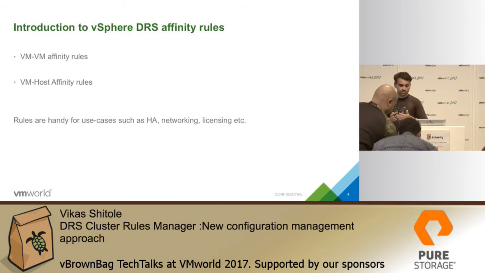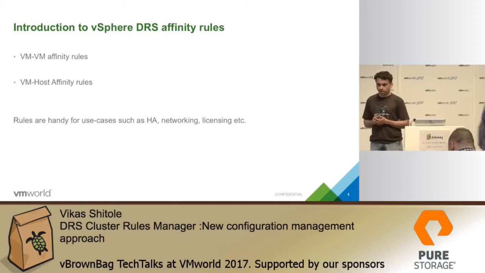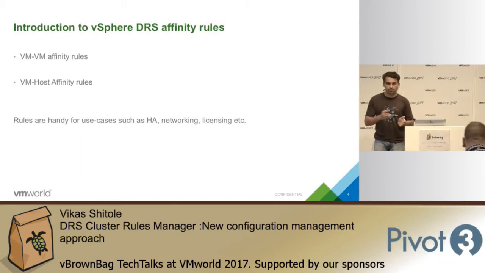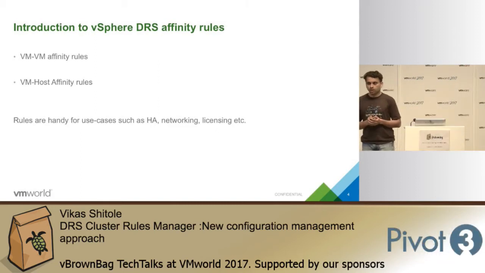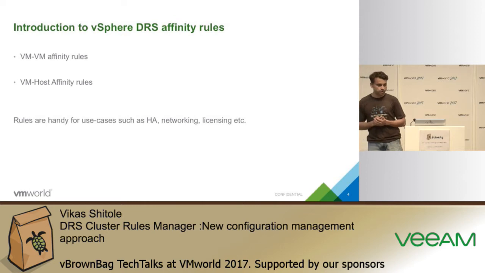The opposite to that is the VM anti-affinity rule. In this case, if you would like to have a set of VMs always running on separate hosts in the cluster, then you can go ahead and create an anti-affinity rule.